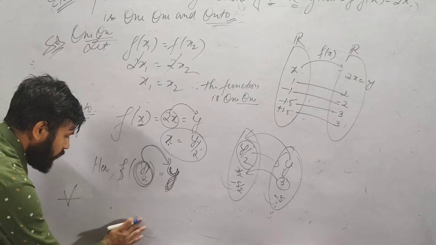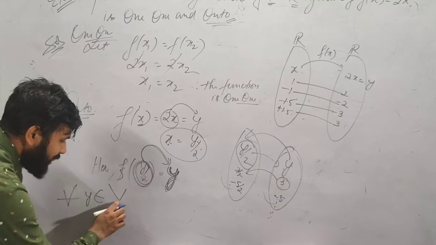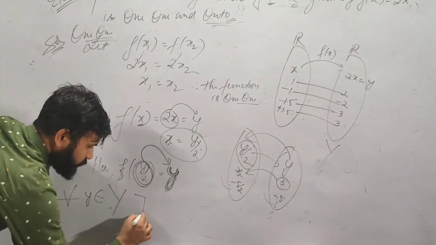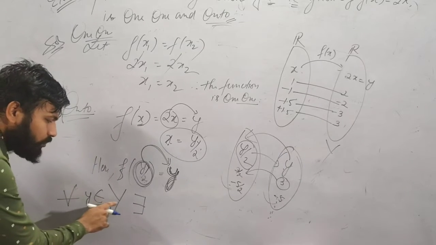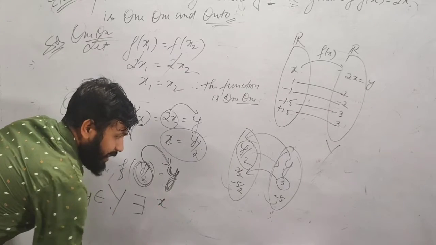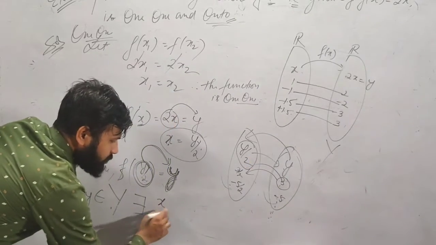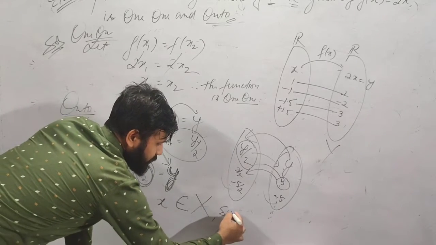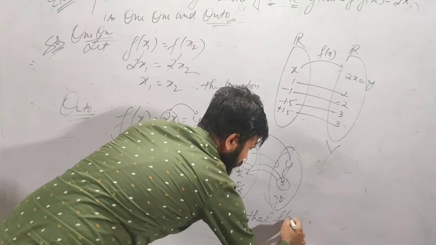So we can write a last statement here: for all y belonging to the set of codomain. This capital Y denotes the set of codomain. There exists, this is the symbol for there exists: for all y belonging to capital Y, there exists an x, means for every y there exists some pre-image, which belongs to the set of domain, such that f(x) is equal to y.